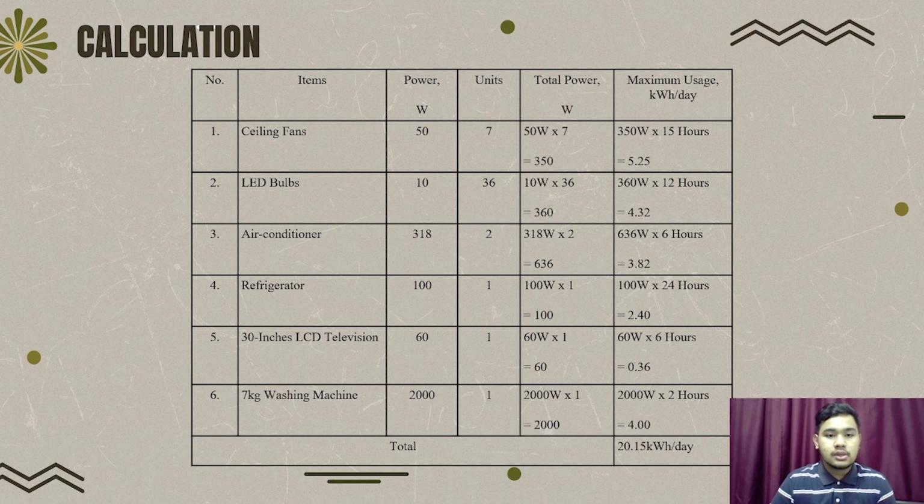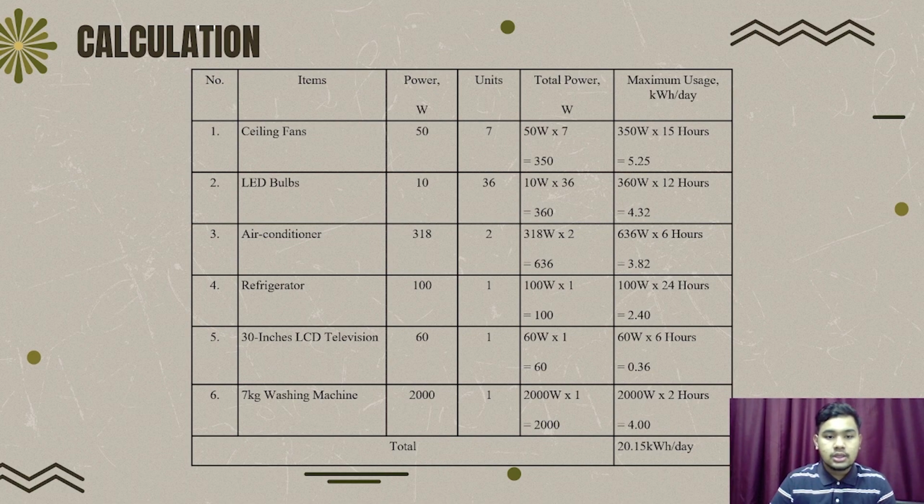Next we go to the load calculation. First item is ceiling fans. The power use is 50 watt and we use the ceiling fan for 7 units. The maximum usage is 5.25 kilowatt hour per day. Next is LED bulbs. The power use is 10 watt and we use the LED bulb for 36 units. The maximum usage is 4.32 kilowatt hour per day.